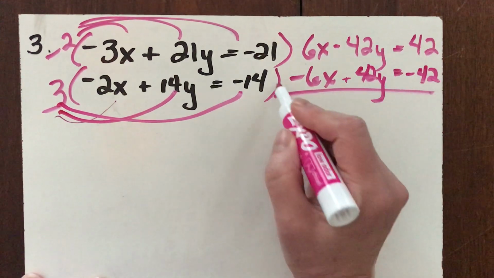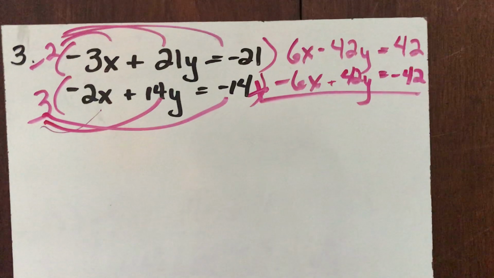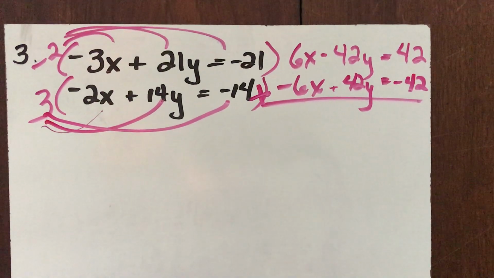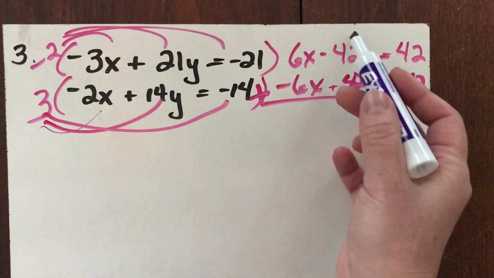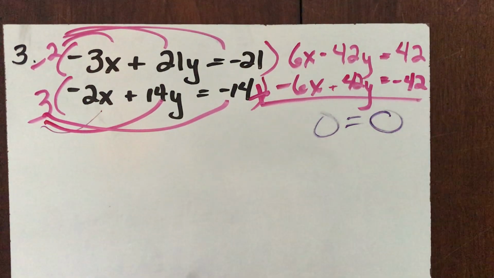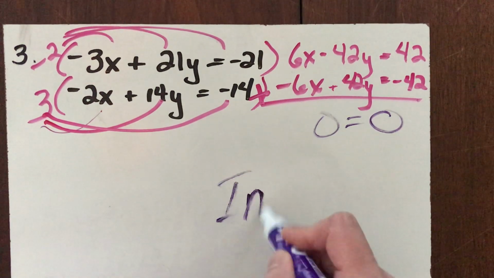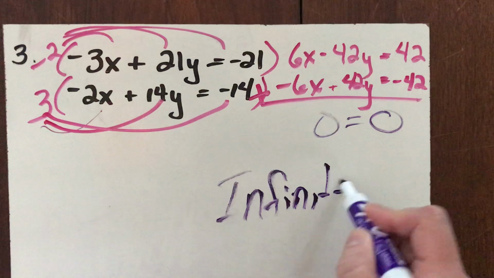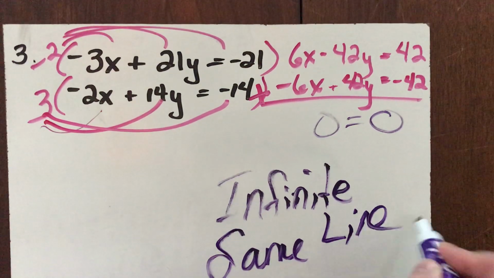Oh, do y'all see something? I'm good to go, but do you notice something? What happens to everything? It all cancels out. So that whole side is 0. 42 minus 42 is 0. What happens when you end up with 0 equals 0, which is a true statement? That means the answer is infinite, which means it is the same line.